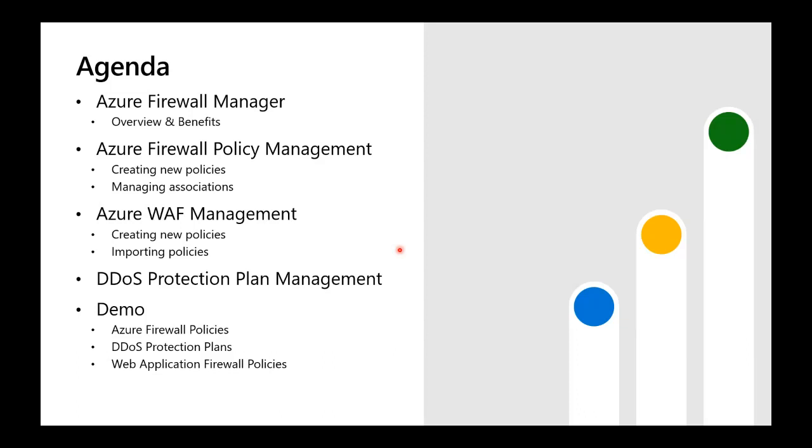Basically, how do you manage across regions, in terms of, if I have a policy here and I want to use it in another region, how can I work with that? So we'll touch on each and every one of these as we go on. So just bear with us. We'll look at this from the policy management, the WAF management, DDoS protection plan, and also the basic reasons why we created this central management tool.